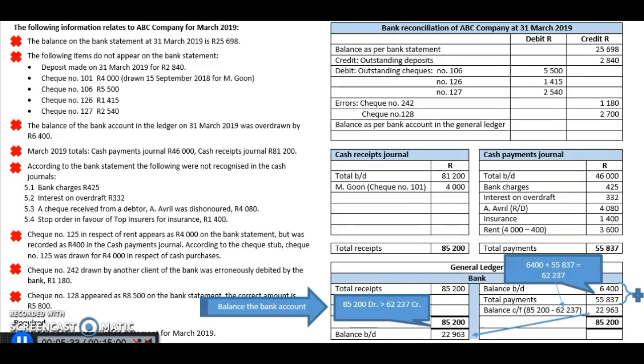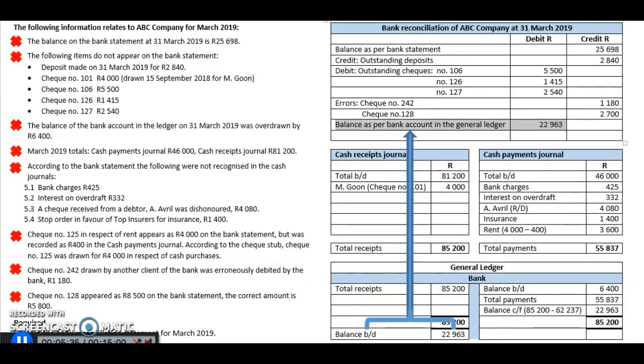The balance brought down is the one recorded on the bank reconciliation statement. It's recorded on the debit side since the balance brought down is a debit balance. Had it been on the credit side of the bank account, it would be recorded in the credit column of the bank reconciliation statement.